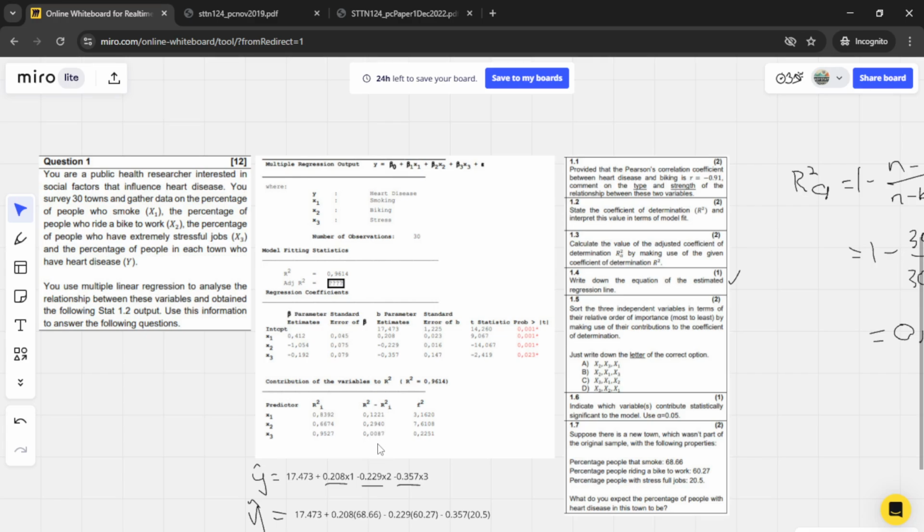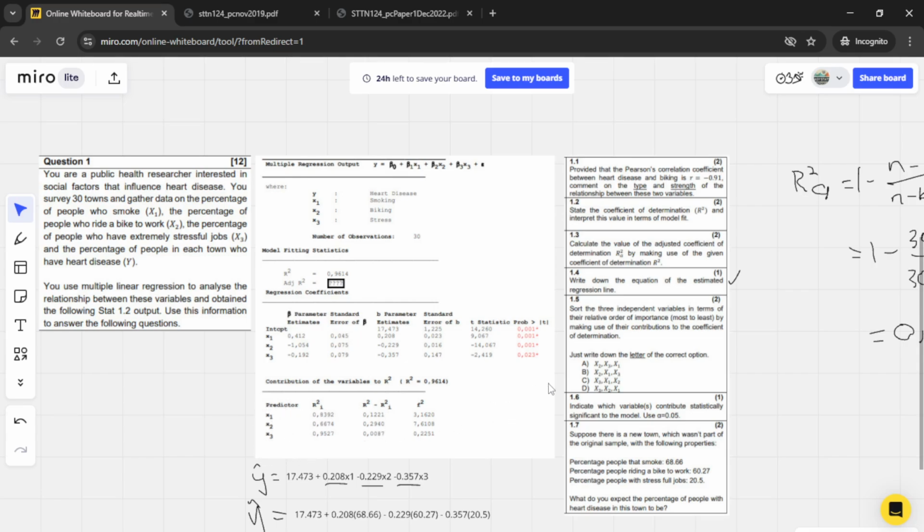So if the question says which one contributes the most, you're going to focus on only this one. If the question says which one contributes the least, you're going to say it's x3. You're going to give the variable that contributes the least, not the contribution. So this is the contribution, and these are the variables that contribute.